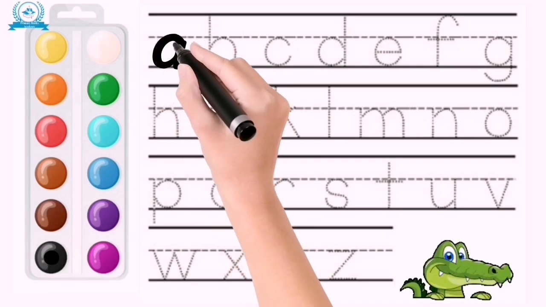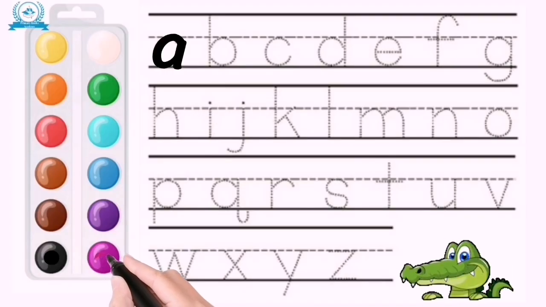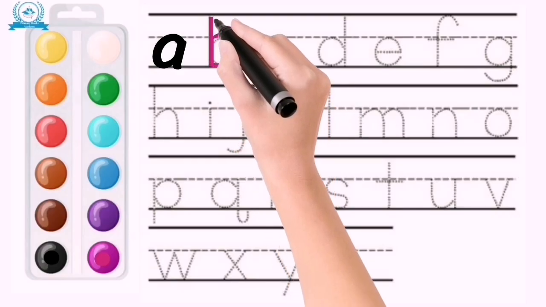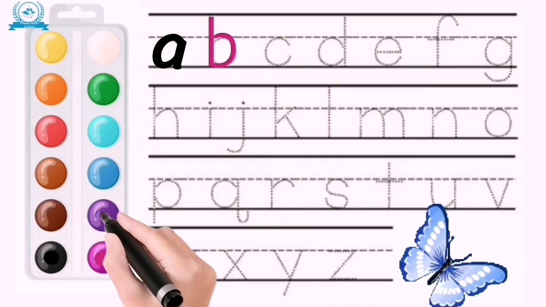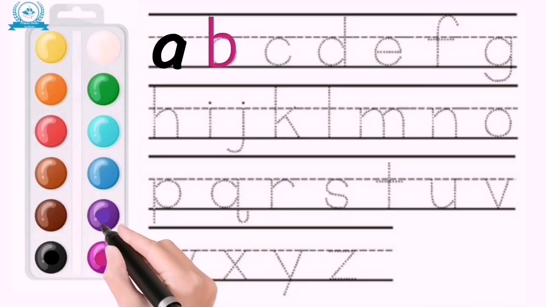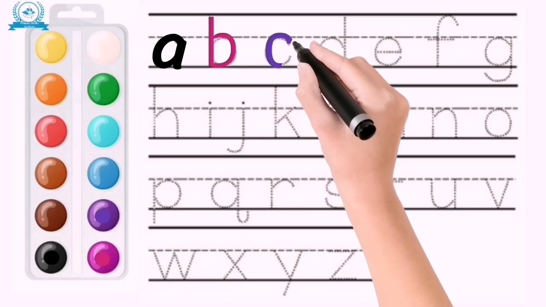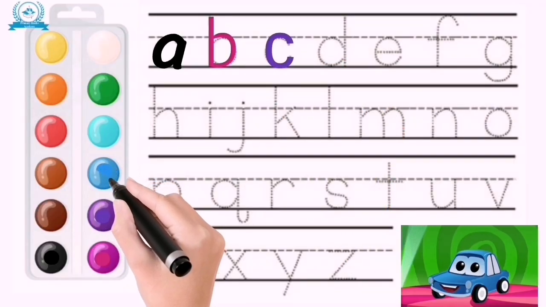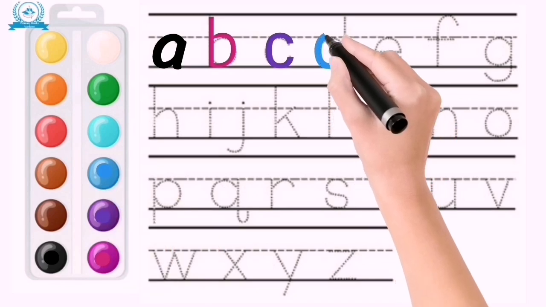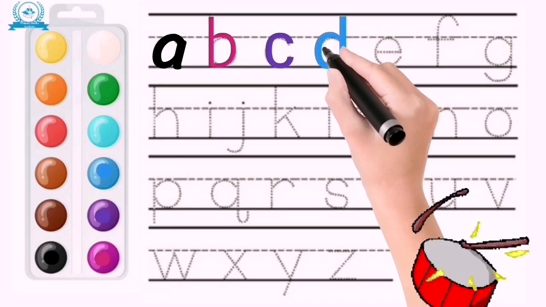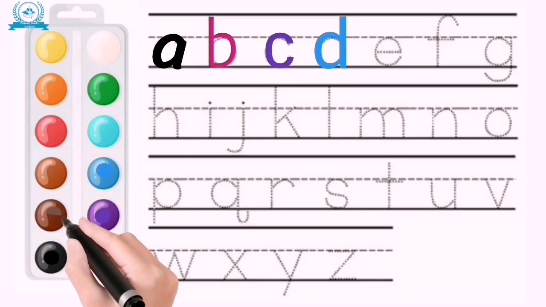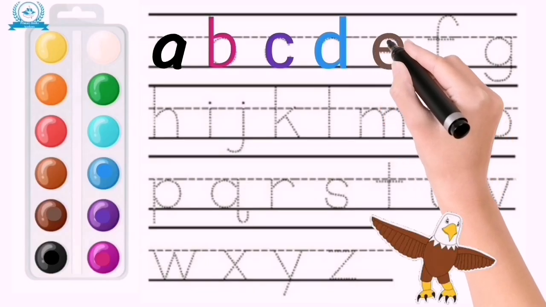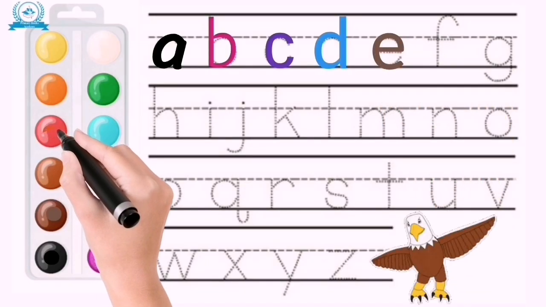A for alligator. B for butterfly. C for car. D for drum. E for eagle.